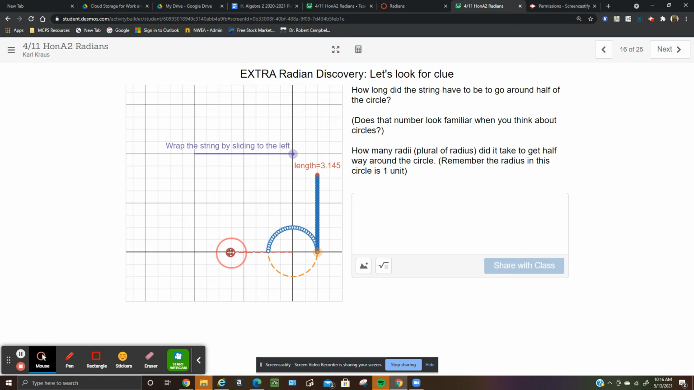There's halfway around, like 3.14. When you go all the way around, it goes back to 0, so it's hard to see all the way around. This is pi radians.